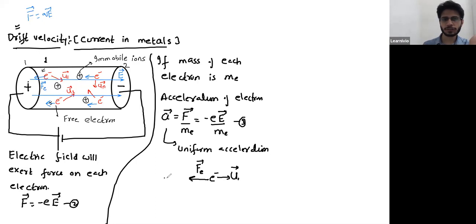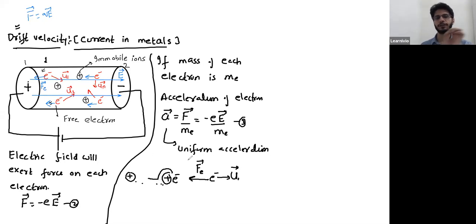When this electron starts moving, there are plenty of ions inside the conductor. This electron will collide with an ion and come to rest. Then it will move again. Then again it will collide with an ion and come to rest. So the electron will gain velocity during the time it takes between two successive collisions.